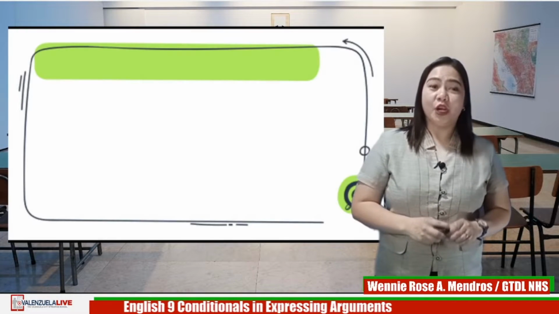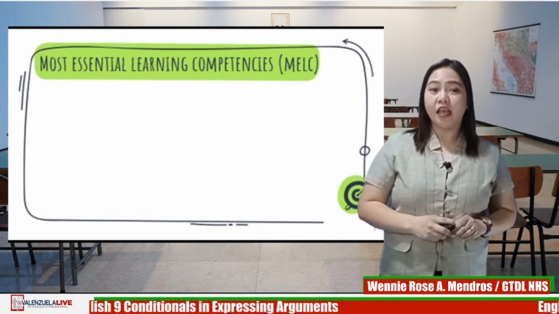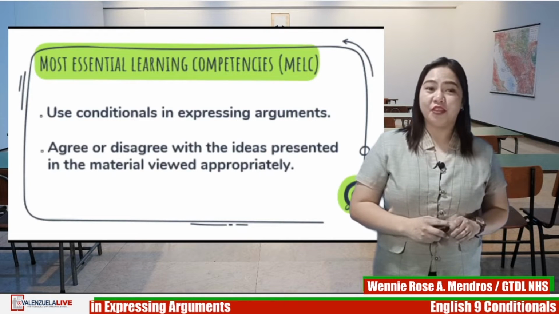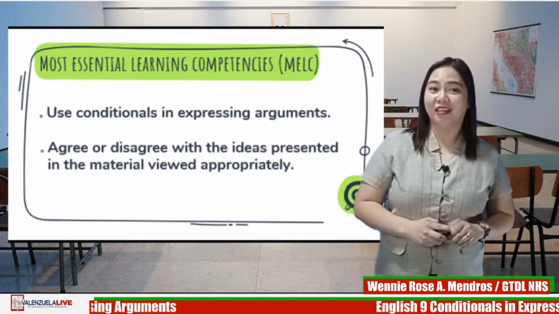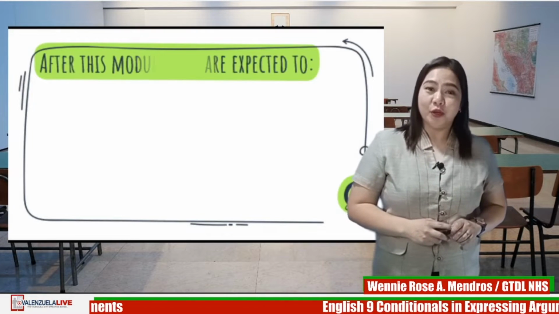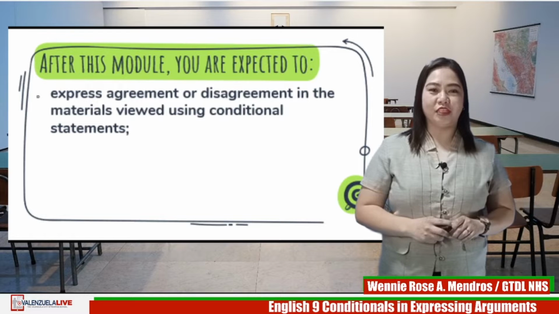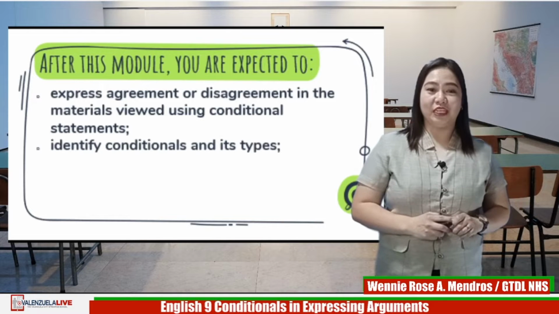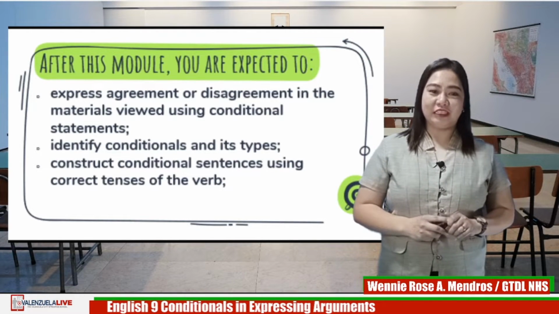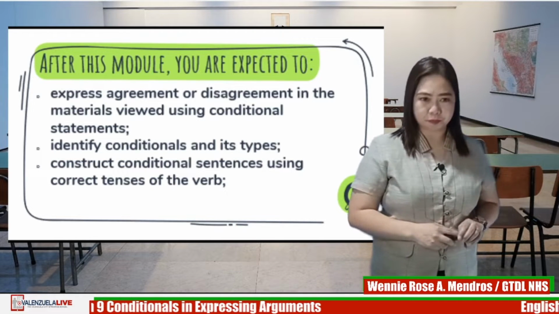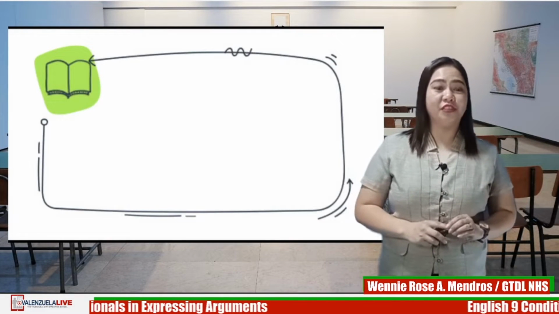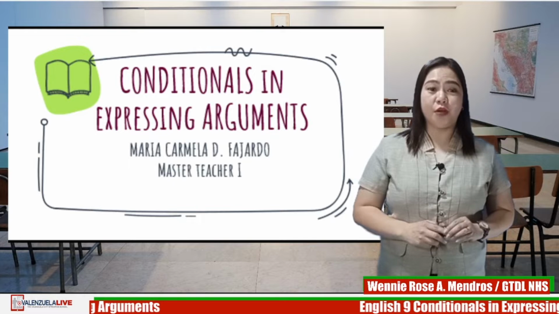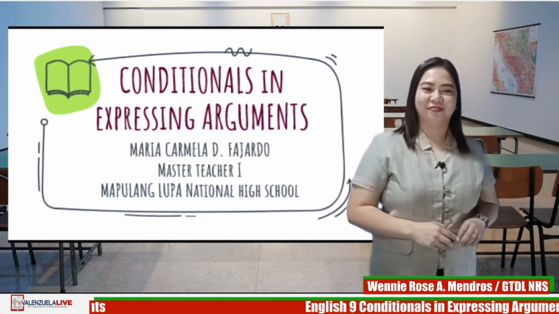This morning, we target to hit the most essential learning competency: use conditionals in expressing arguments, with a sub-skill, agree or disagree with the ideas presented in the material viewed appropriately. After this module, you are expected to express agreement or disagreement in the materials viewed using conditional statements, identify conditionals and its types, and construct conditional sentences using the correct tenses of the verb. And we will be using Quarter 1, Module 7, entitled Conditionals in Expressing Arguments, written by Ma'am Maria Carmela D. Fajardo of Mapulang Lupa National High School. Are you ready?